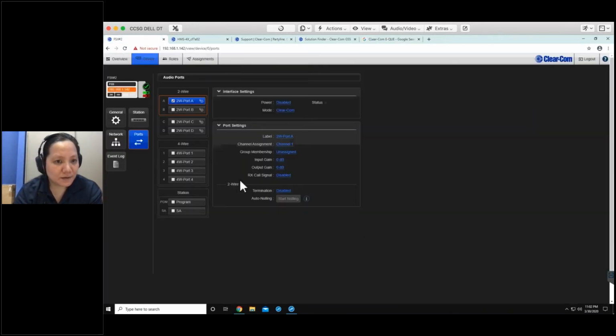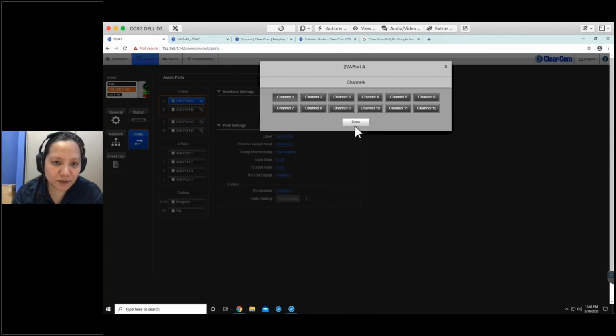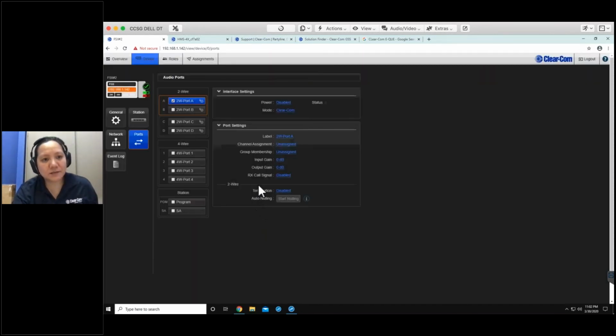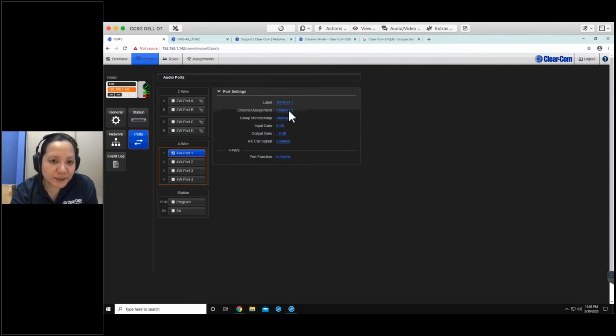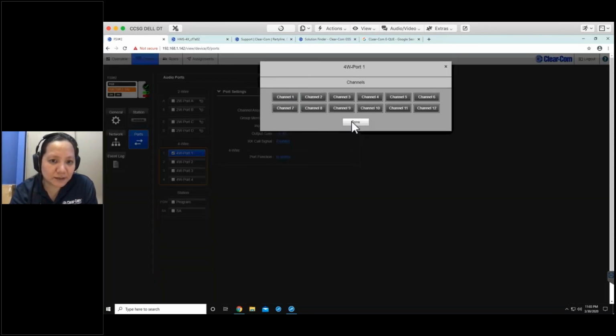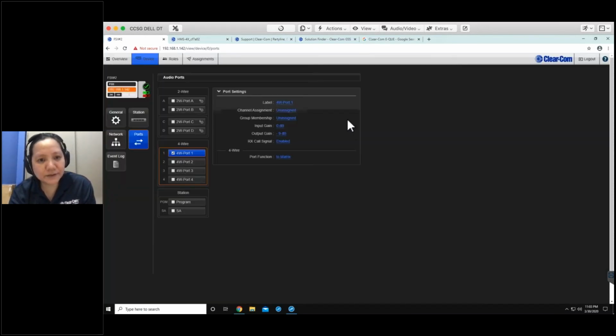Okay. So like Rom said earlier, if you are not using the two-wire port, just don't assign it to any channels. Okay, you could disable that. Even with the four-wire ports, if you're not using it, you could unassign it, because otherwise there might be some soft noise in the background.